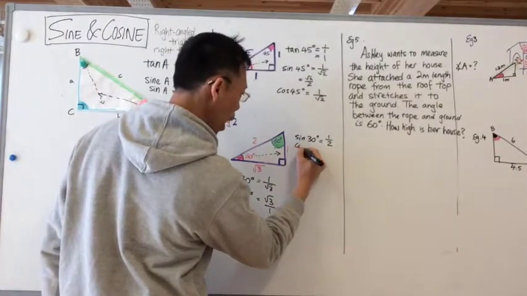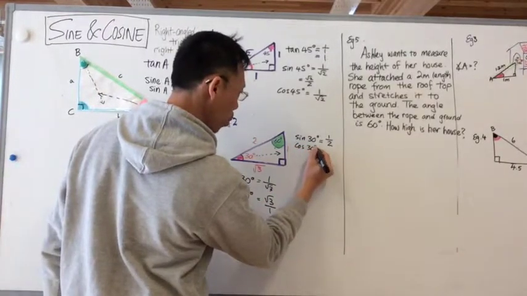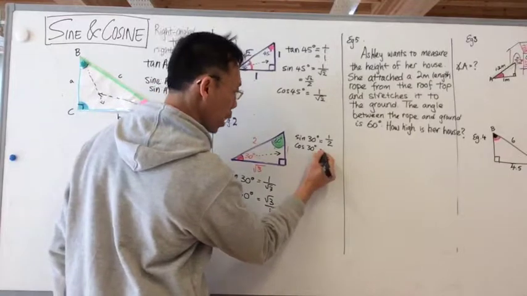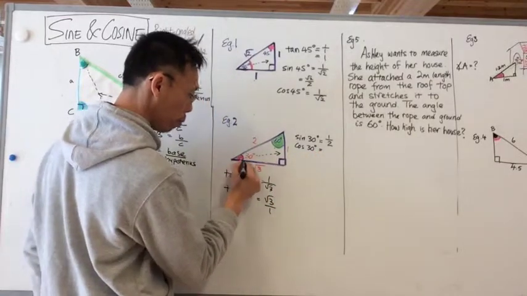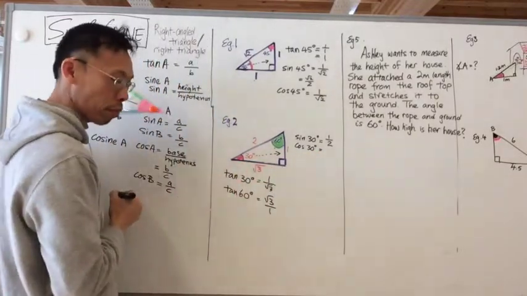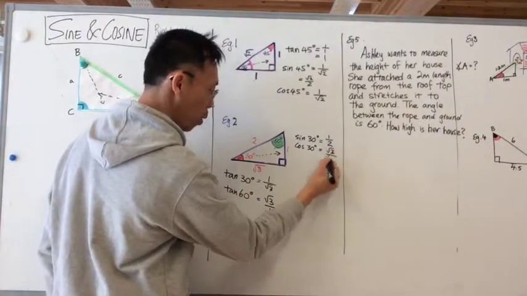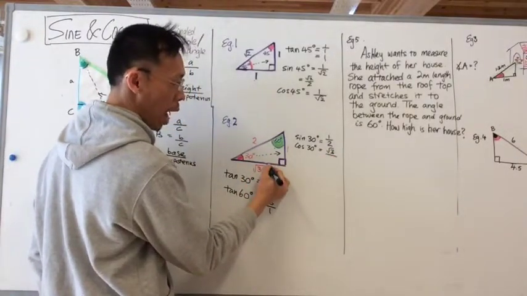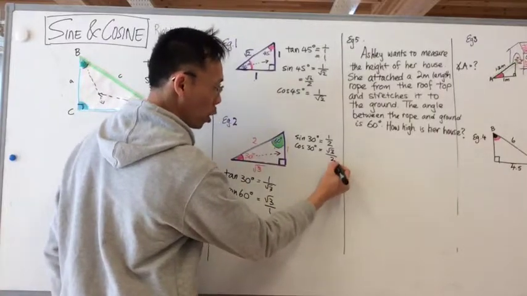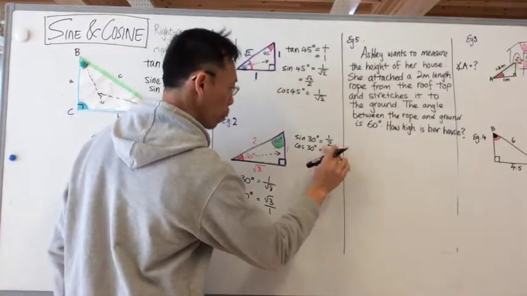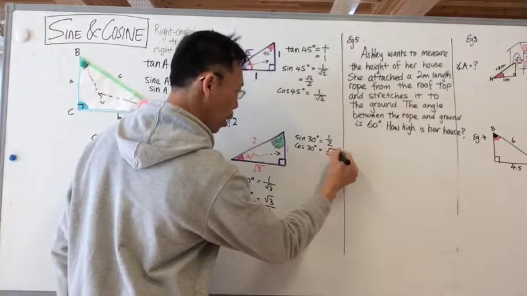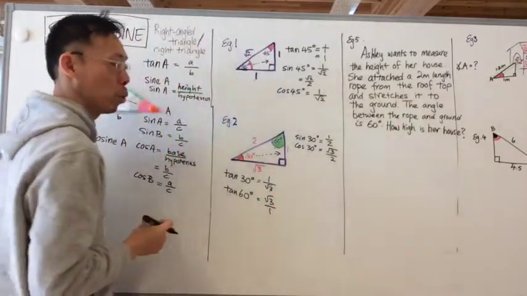How about cosine 30 degree? Cosine 30 degree is the adjacent, or the base. Base here is square root of 3. And the hypotenuse doesn't change, it's 2. So, square root of 3 over 2.